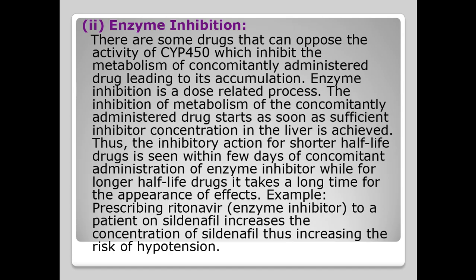So for two drugs administered concomitantly, for the object drug to get inhibited, a sufficient concentration of the precipitant drug should be there in the liver. Then only the inhibition of metabolism of the object drug takes place.